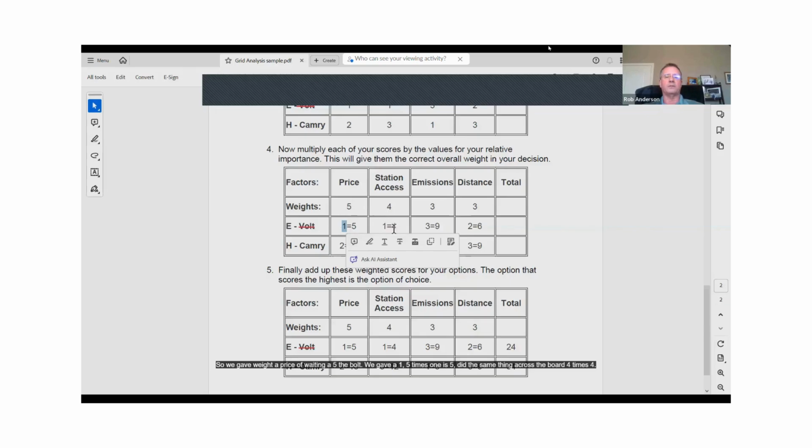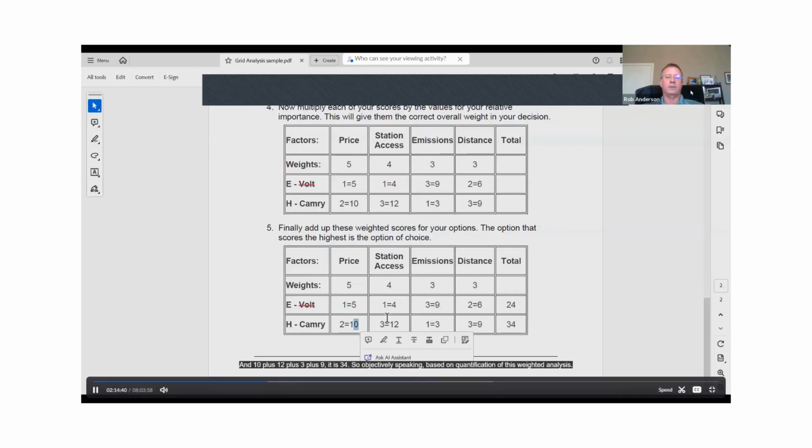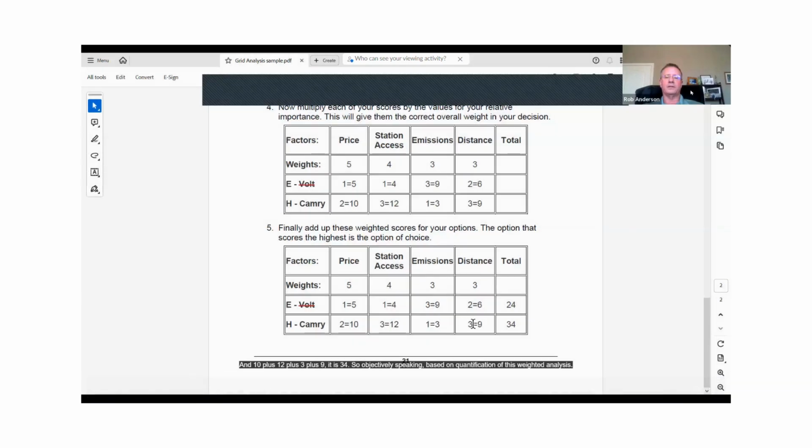We do the same thing across the board, 4 times 1 is 4, 3 times 3 is 9, 2 times 3 is 6. We do the same thing for the Camry, and then that leads us to our 5th and final step, which is simply to add these numbers. 5 plus 4 plus 9 plus 6 is 24, and 10 plus 12 plus 3 plus 9 is 34. So objectively speaking, based on quantification of this weighted analysis, the Camry is the best choice for us.